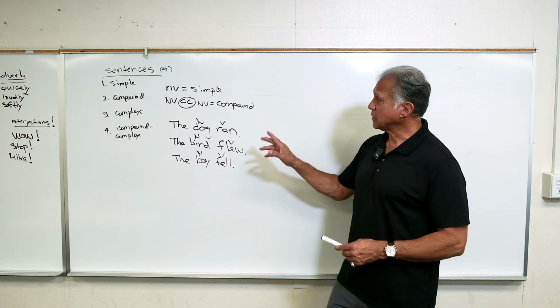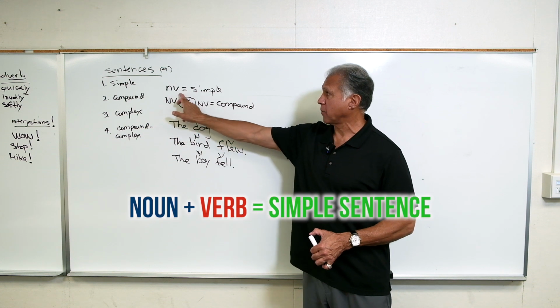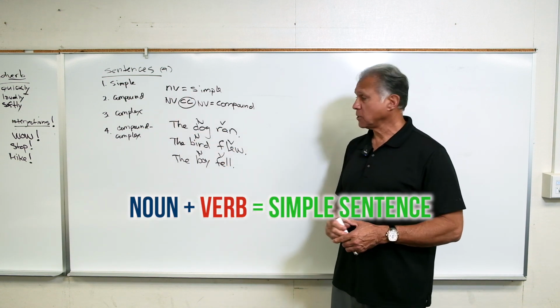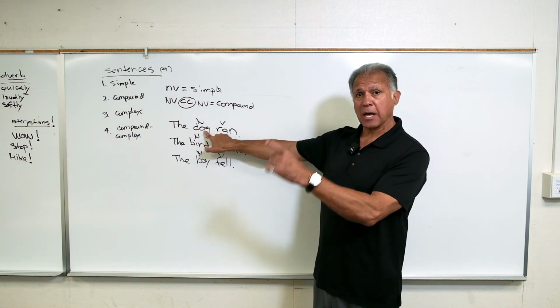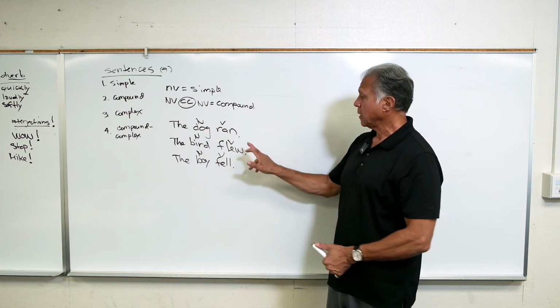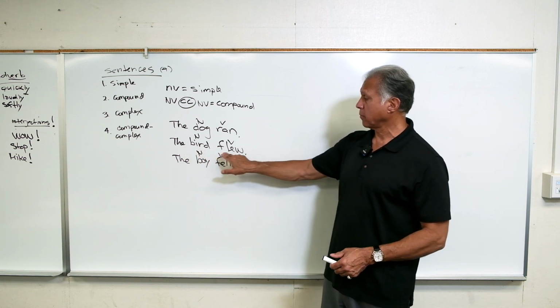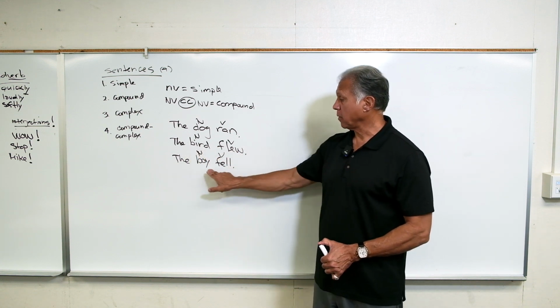So, remember we said that a simple sentence was nothing more than a noun and a verb. Using our parts of speech, we said we picked dog from the noun column and we picked ran from the verb column, combined them, and we made a simple sentence. We did the same thing with the bird flew and the boy fell.